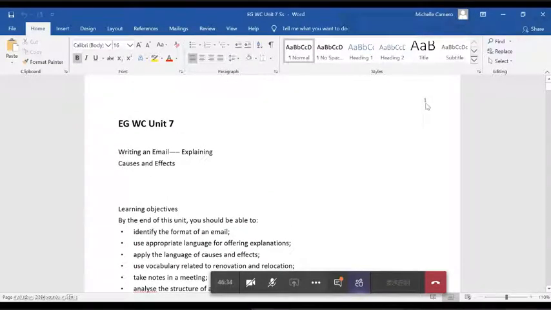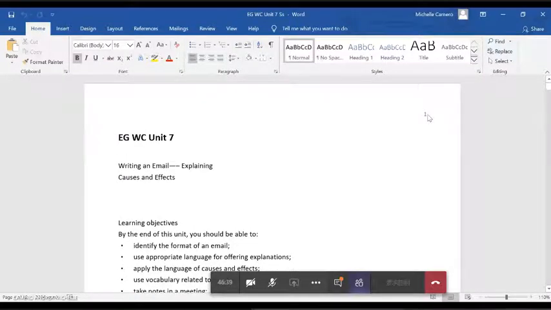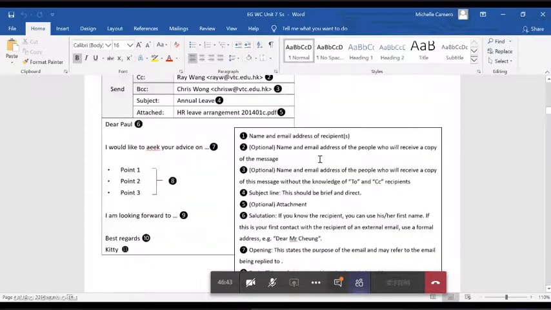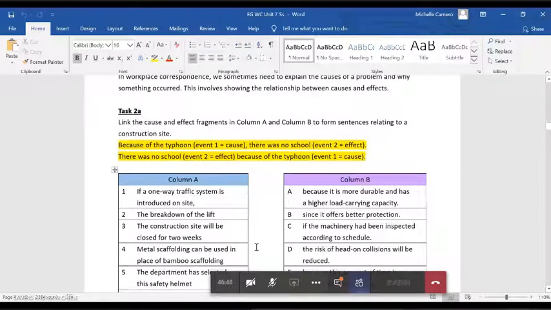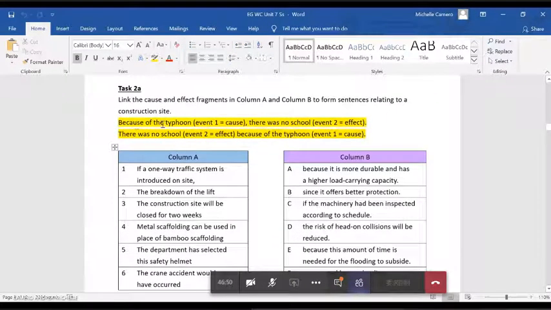The first time, there were no page numbers because when they sent it to the teachers, the school didn't give us any page numbers. So I sent it to you again with page numbers. So we focused a lot in class on talking about cause and effect, okay? And I wrote on here, because of the typhoon, there was no school.